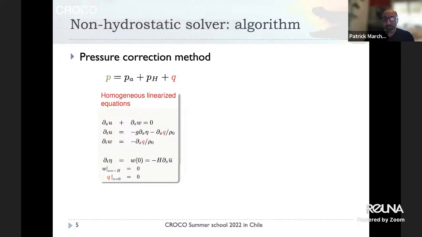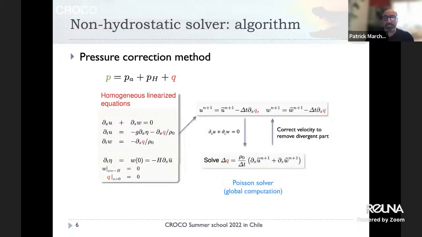The problem here is that we don't have an equation for this Q value. So the technique is to write the momentum equation in terms of the provisional solution, that is, the U tilde n plus 1 is a provisional solution computed from the hydrostatic equations. And then the non-hydrostatic solution should be equal to the hydrostatic solution to which we add the non-hydrostatic pressure correction.